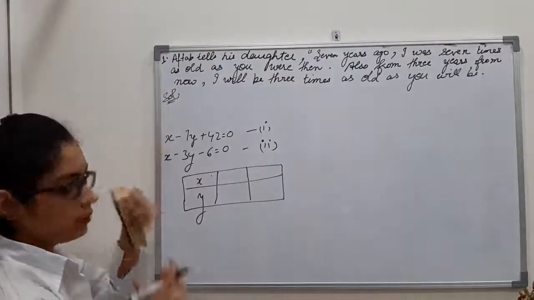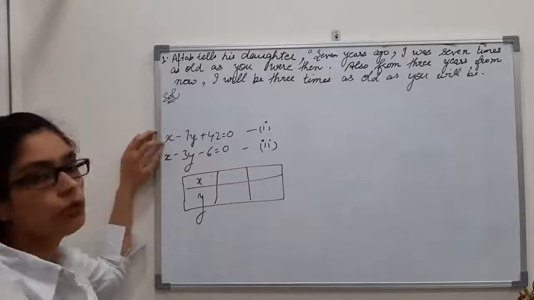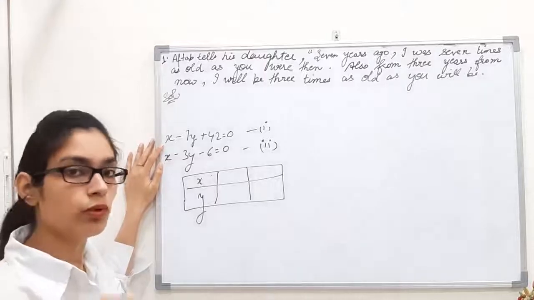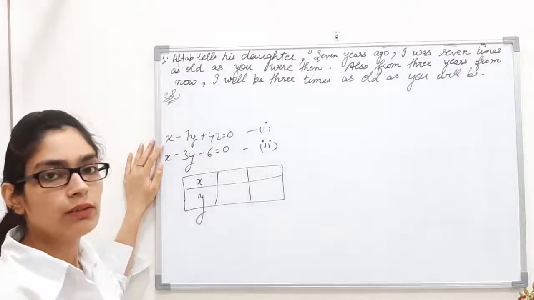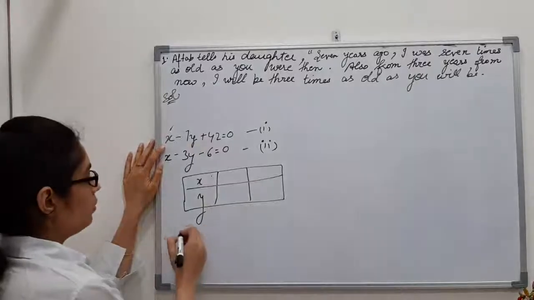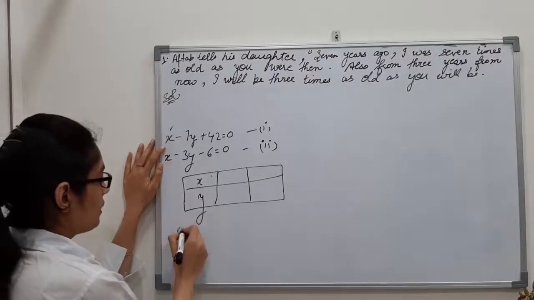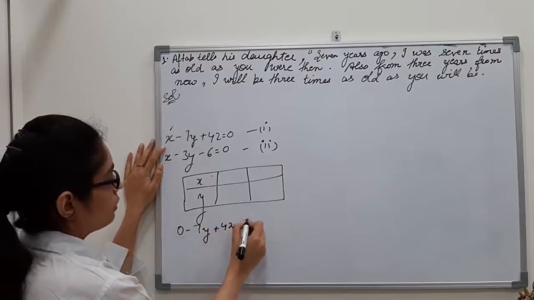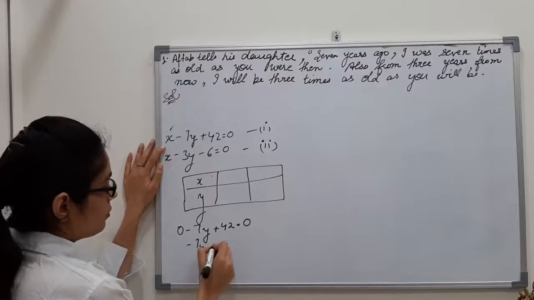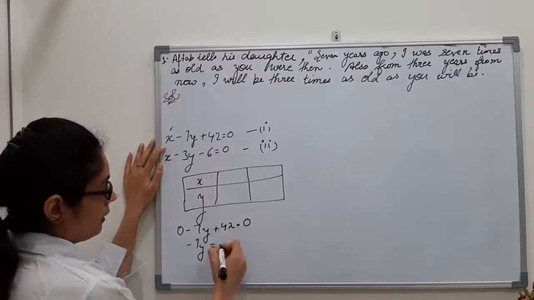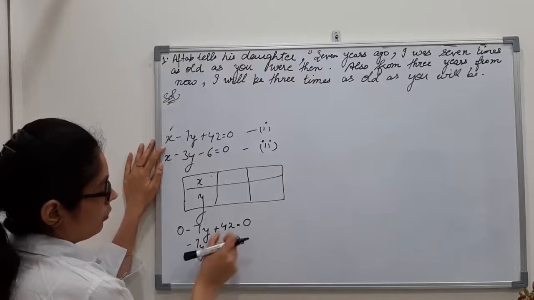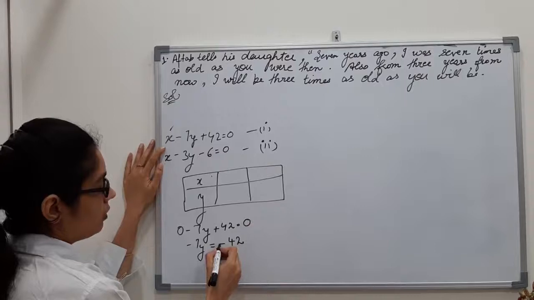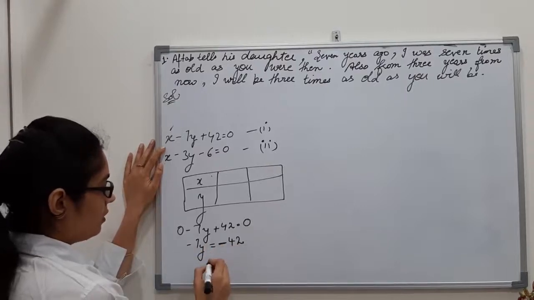For the first equation, first you can assume anything. X is equal to 1, 2, 3, anything you can assume, and for that value of x, you will find the value of y. I'll assume x is equal to 0. So in place of x, I'll put 0, minus 7y plus 42 equals to 0. Minus 7y, so I will shift 42 to the other side, it will be minus 42, because here it is plus 42, on shifting sides it will change into the opposite sign.